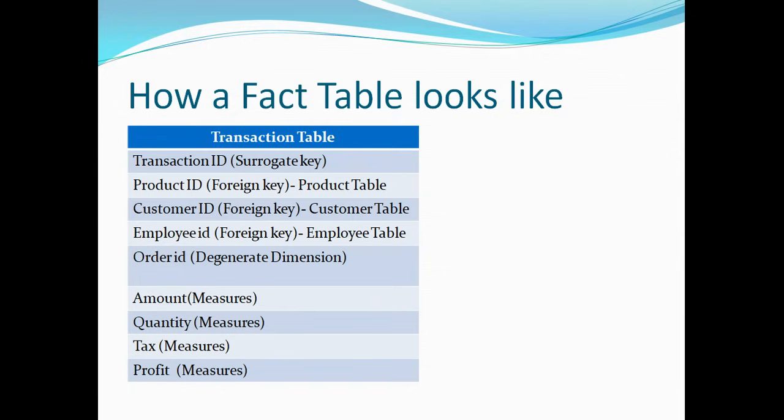What is a degenerate dimension? A dimension that doesn't have a table with descriptive value. For example, I was buying something on an e-commerce website, and as a part of that order, I bought 5 items. So all the 5 items will have a single order ID. Then I have the amount, which is a measure: what's the amount that is being paid by me? The quantity bought by the customer, the tax, and the profit, that kind of stuff. So let's look at how the data looks.